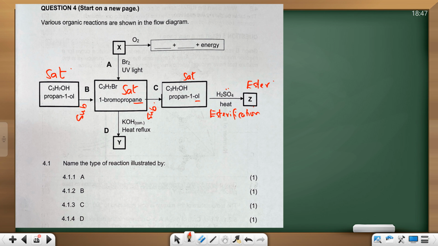Okay, my beautiful learners, check. This saturated, I'm coming down to D. What do you notice? A strong base. But they said concentrated. CEDS. What is it going to be? Elimination. Because I have concentrated. Can you see heat under reflux? Okay. When do I use UV light? Is it hydrogenation or halogenation? Halogen. Can you see? What is this? It's a halogen. So what is this? Halogenation.